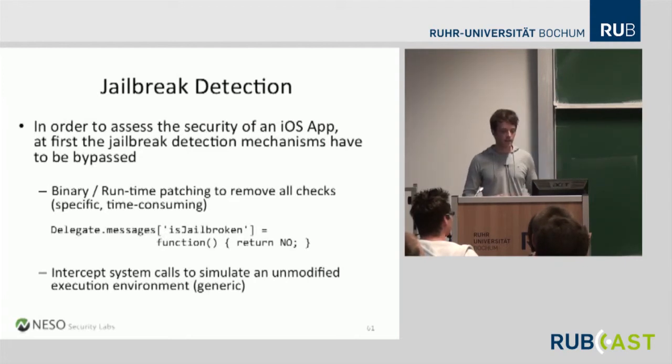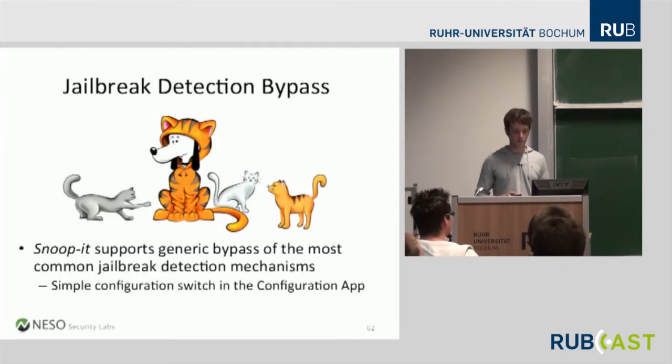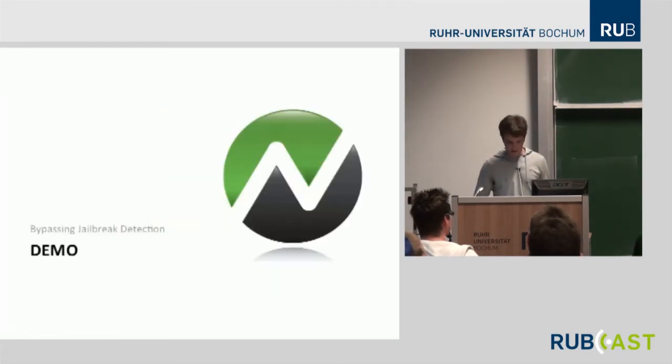The good thing is that Snoopy already supports bypassing most of the common jailbreak detection mechanisms available. For this, we hook all those major system calls and pretend an unmodified execution environment. To activate that bypass, you just have to switch it on inside the configuration app. I will show you this in the last demonstration.